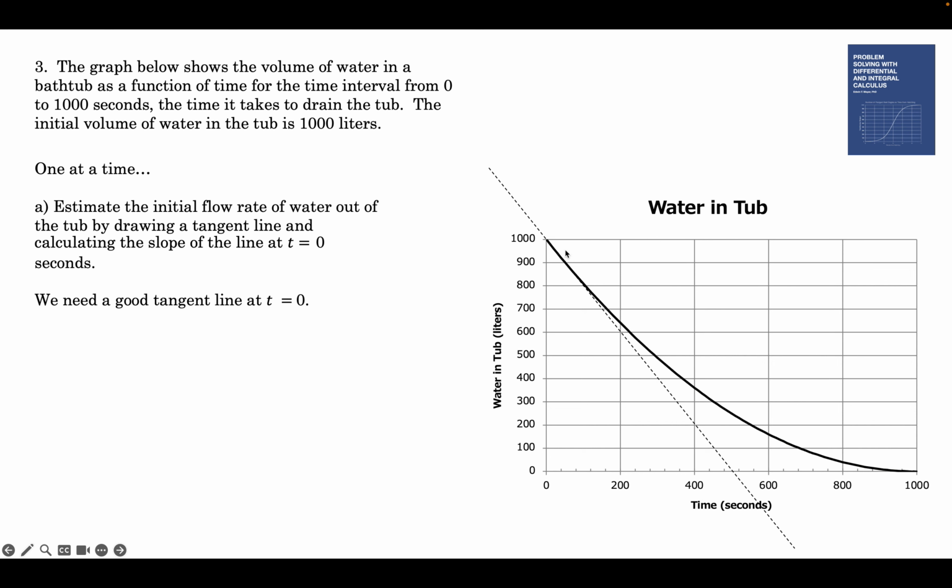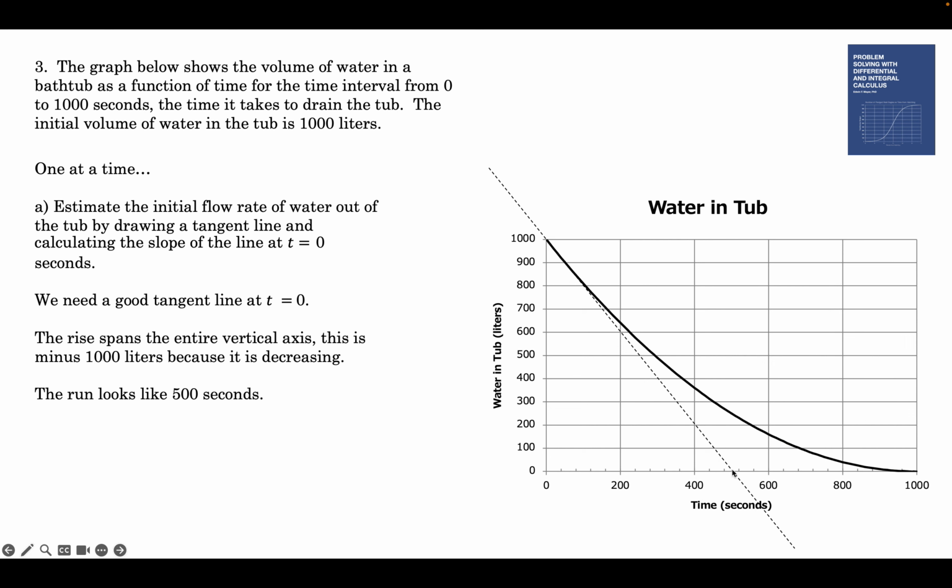So the rise is pretty easy. It goes from 0 to 1,000. It's going down, so the rise is negative 1,000. And the run looks like 500 seconds, right? Pretty straightforward. The slope is minus 1,000 liters in 500 seconds, and I can do that in my head: minus 2 liters per second. That's the initial drain rate of water from the tub.